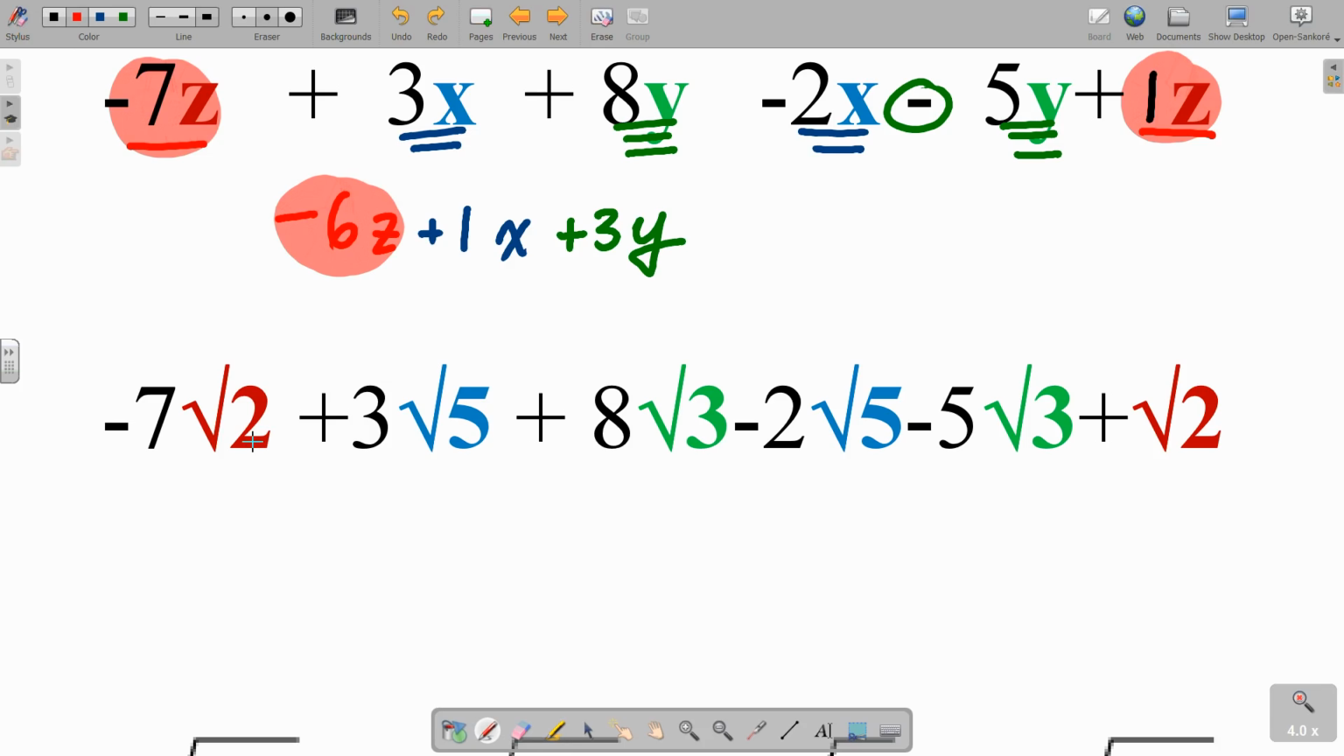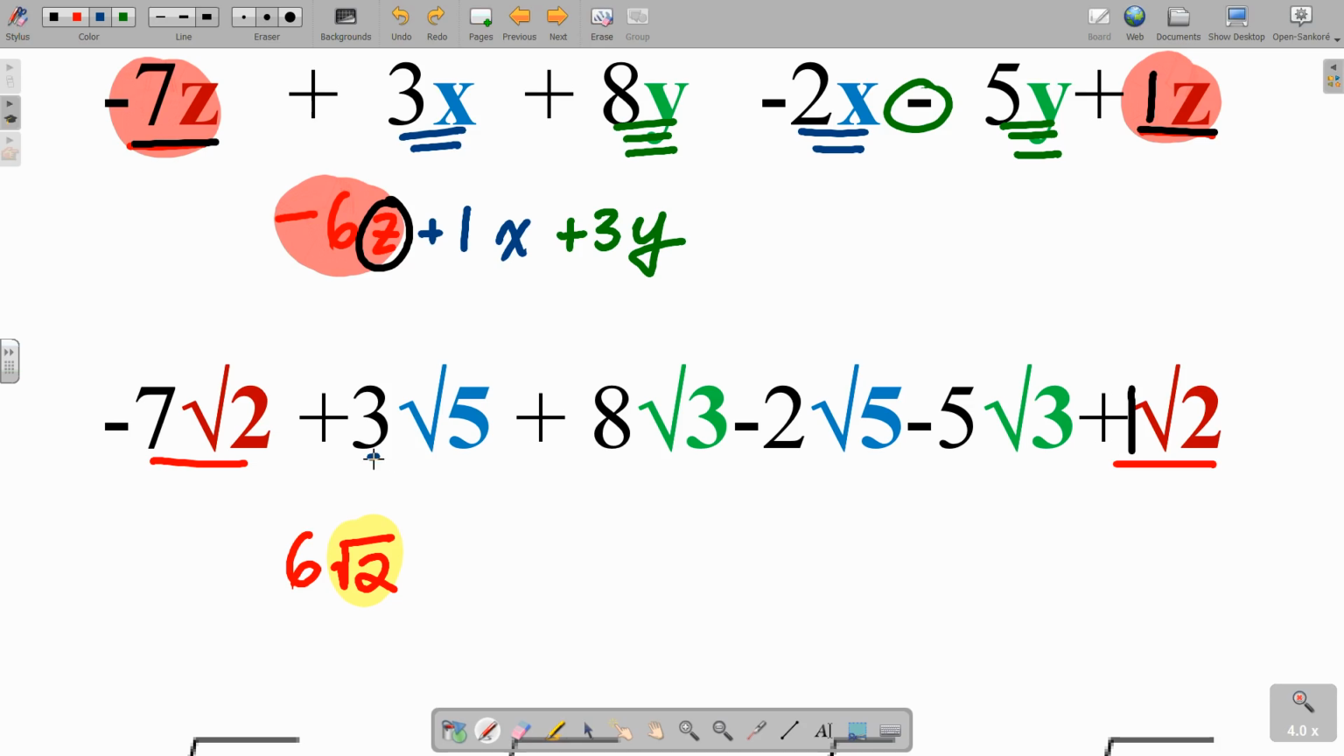Look down here, root 2, root 2. Negative 7 root 2 plus root 2, technically there's a 1 in front of that. We're going to collect these just like the variables. I'd like you to underline them. Negative 7 root 2 plus 1 root 2 is negative 6 root 2. Just like when you collected the z's, the physical z does not change. This radical, when you're adding, does not change.